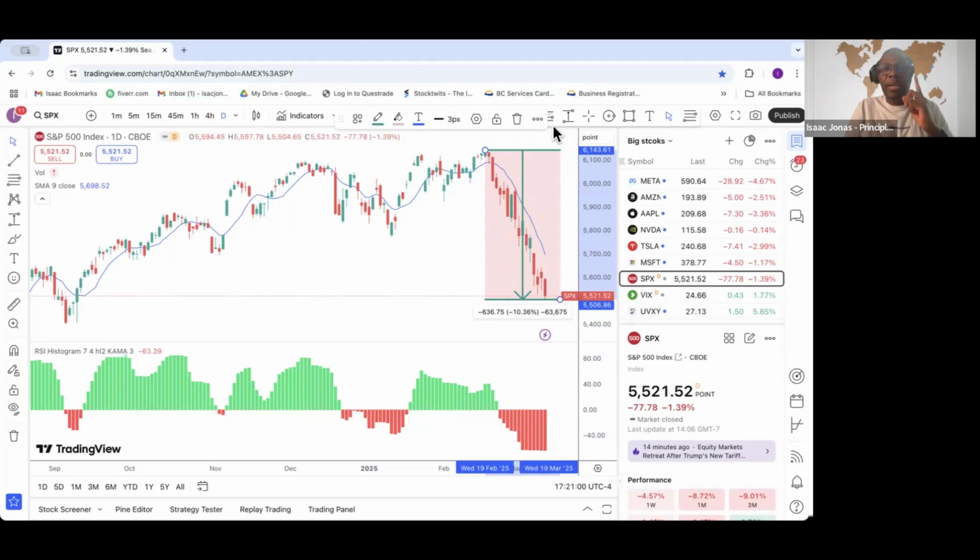The first thing that I will say is that President Trump's tariffs have been the ones causing this market to be really volatile.